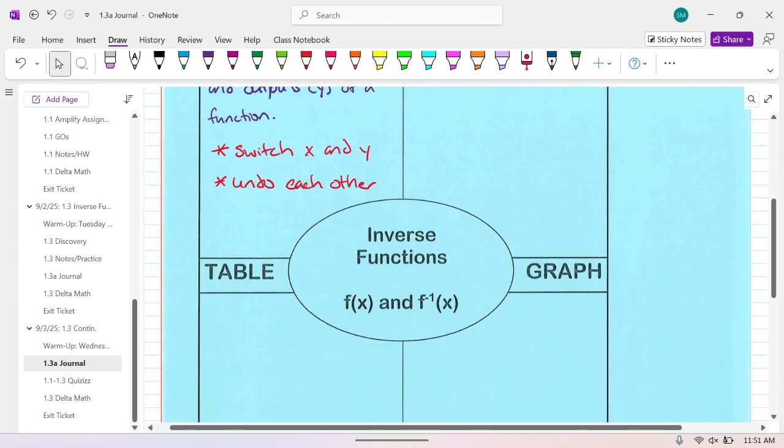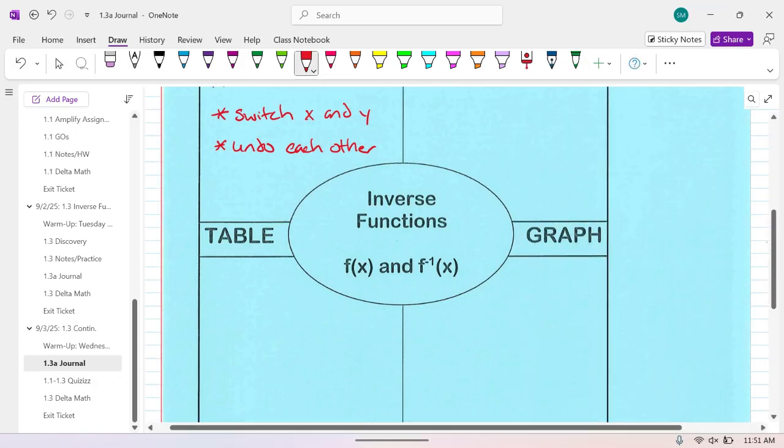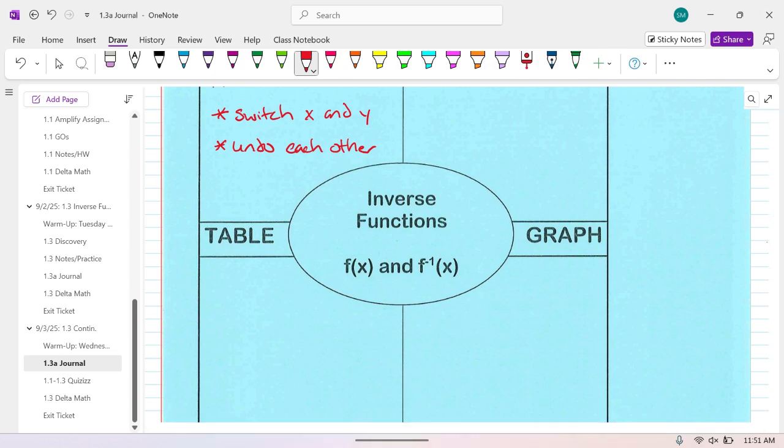Now we're going to start by reviewing what we talked about yesterday. So tables and graphs. That's what we mainly focused on yesterday, finding inverses from tables and finding inverses from graphs. We're going to start with the easier of the two, which I believe is the table.